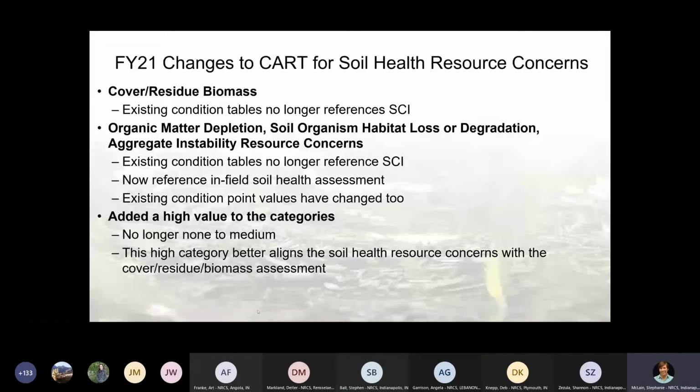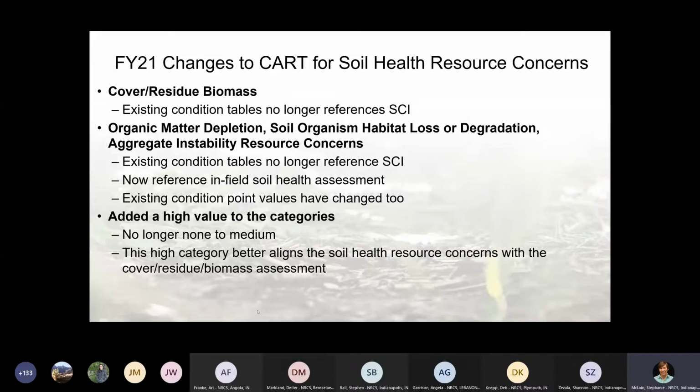All right, so at one of the program meetings a couple weeks ago, I highlighted that there had been some changes within CART to our soil health resource concerns. The questions that I live and breathe on are the cover residue biomass question, and the questions pertaining to organic matter depletion. I'm not even going to say them, right? Pertaining to the soil health resource concerns.